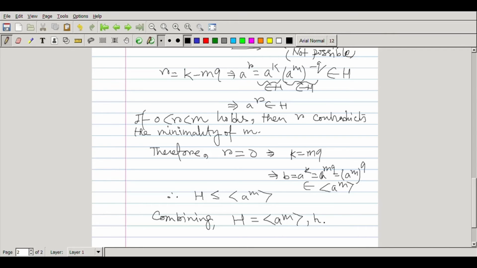In particular, H is cyclic. Thus, we have proved every subgroup of a cyclic group is cyclic. Since Zn is cyclic, therefore any subgroup of it is cyclic. So option B is correct.